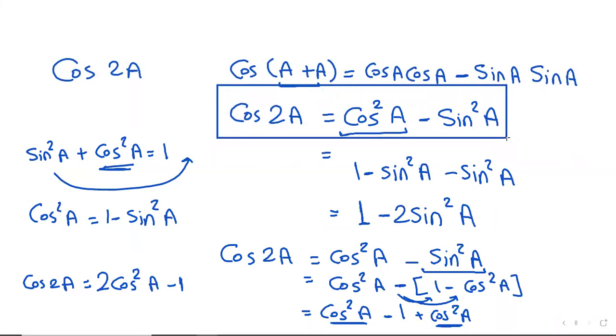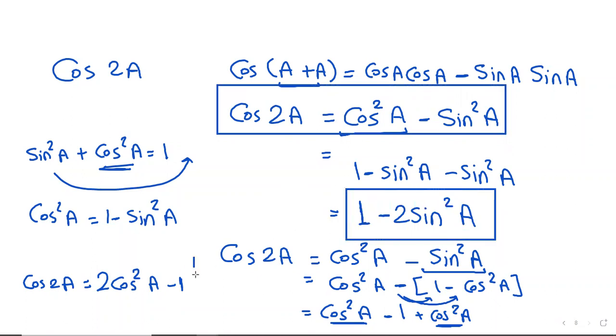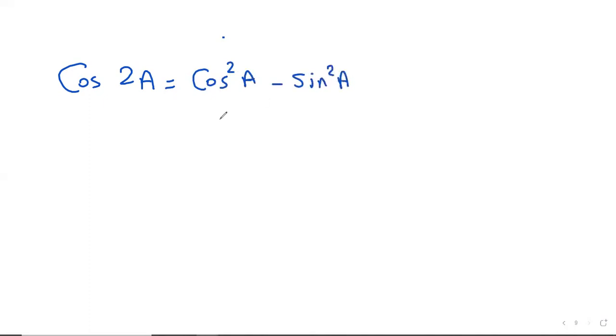That is the first rule. And here the second rule. Or here the third rule. So cosine 2A is equal to what? Is equal to cosine squared A minus sine squared A. Or we can write it as 2 cosine squared A minus 1, or 1 minus 2 sine squared A.